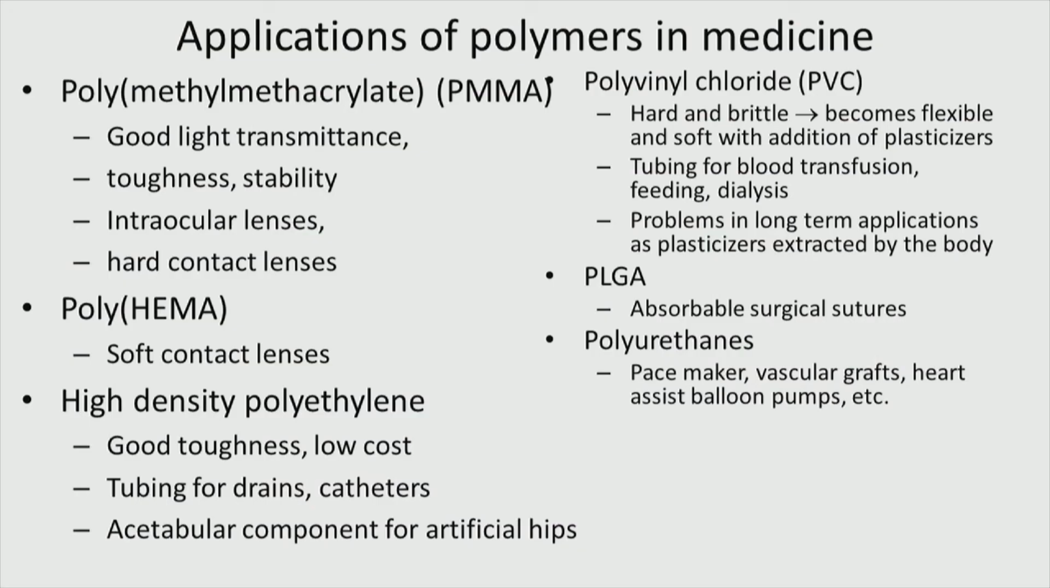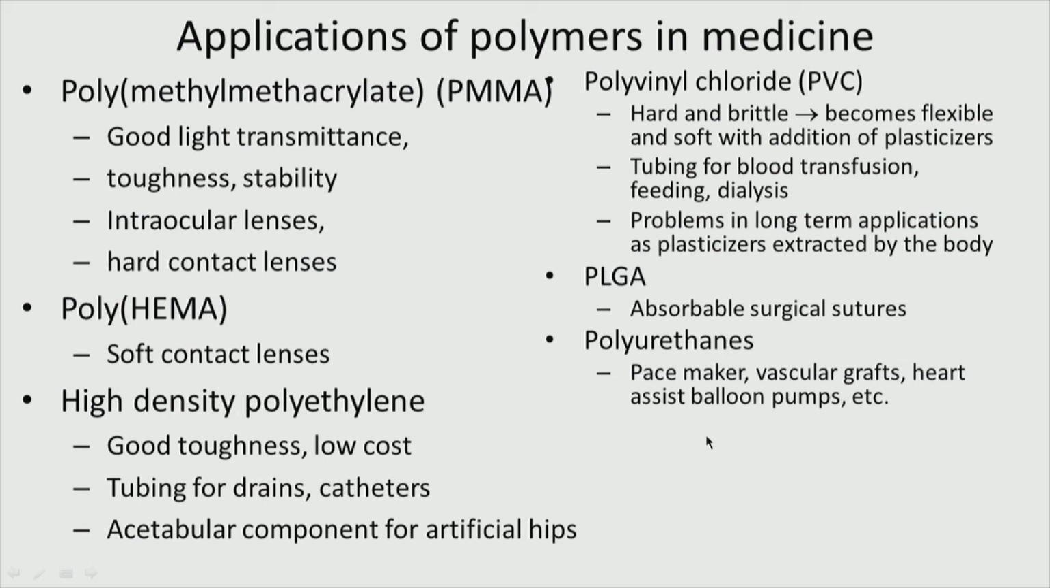So, what are the applications? I have been telling, PMMA, good light transparency, so it can be used for hard contact lenses, intraocular lenses, it is very stable. HEMA, hydroxy ethyl methacrylate, soft contact lenses. Polyethylene, high density polyethylene, tough, low cost, tubing, drain, catheters, acetabular components for artificial hips, knee joints. Polyvinyl chloride is hard and brittle, it becomes flexible by adding plasticizer. So, it is used in tubing for blood transfusion, feeding, dialysis. It is not used for long applications because the plasticizers present may come out.